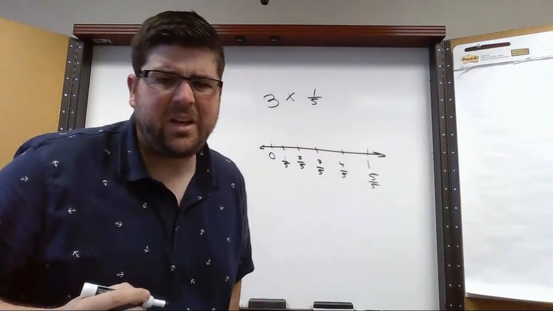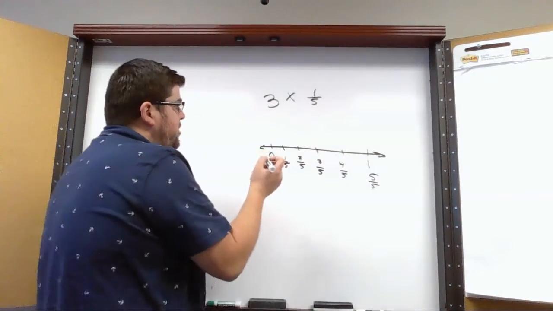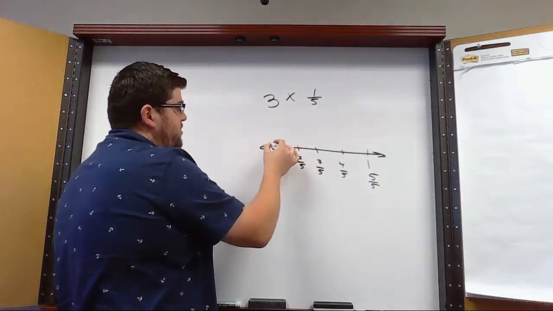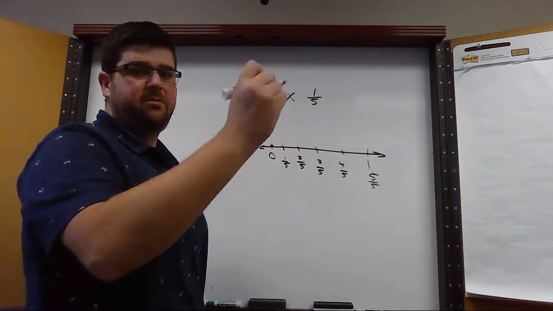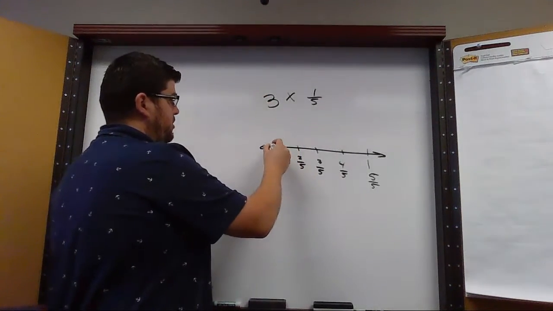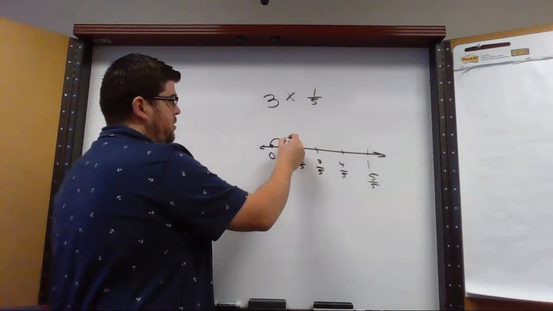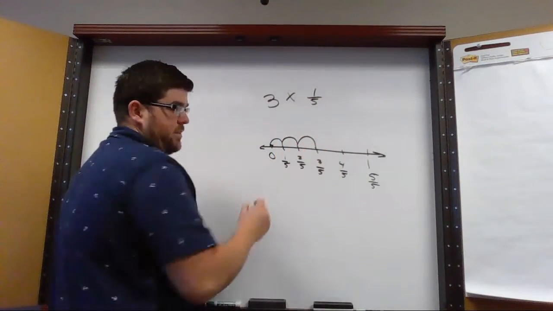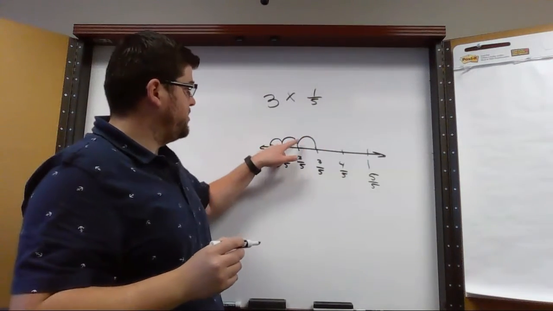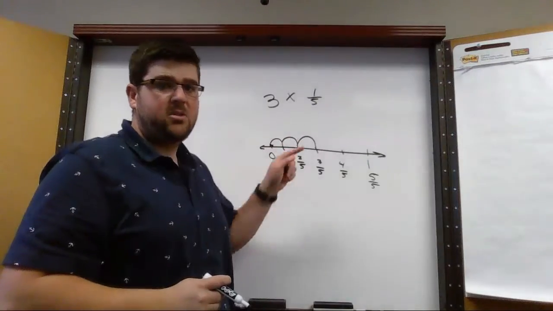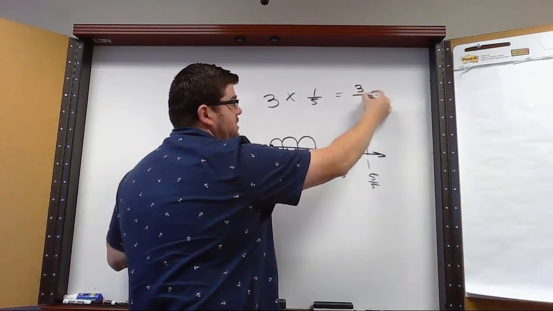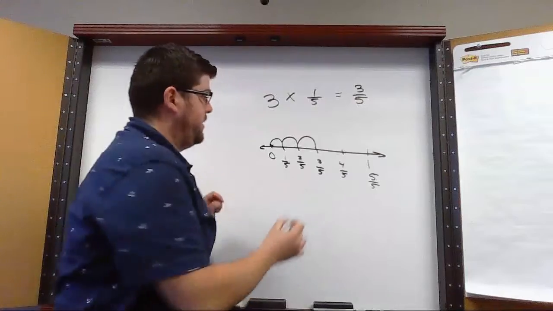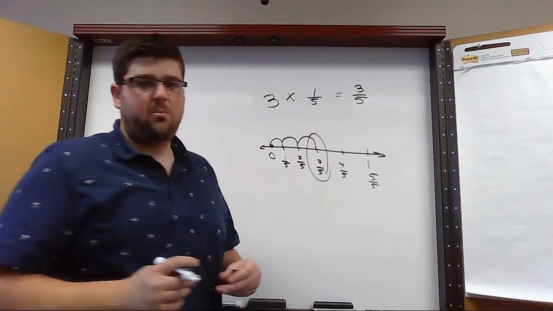I hope you guys can see that. I'll write bigger on the next one. So if I'm going to do 3 groups of 1/5, I'm going to start here at 0, and I'm just going to jump 1/5 each time. So 1/5, 1/5, 1/5. Here I've got 3 jumps, and each jump is 1/5. So that means that 3 groups of 1/5 equals 3/5, because that's where I ended up on my number line.